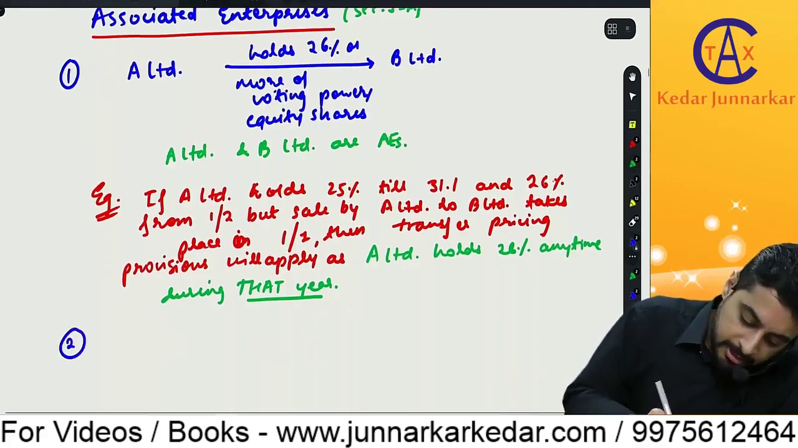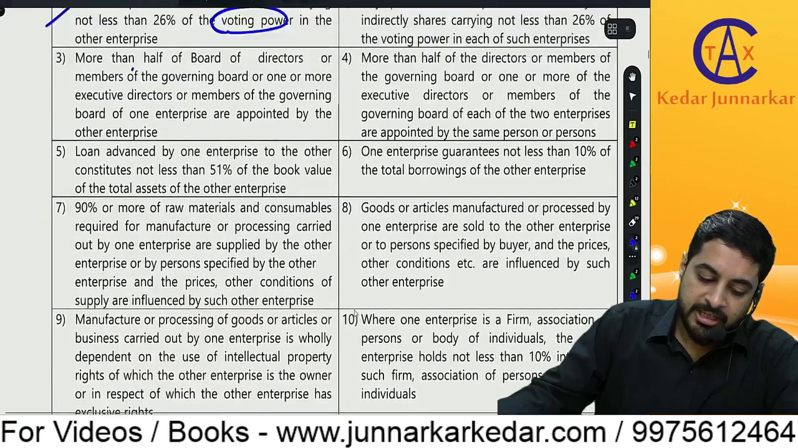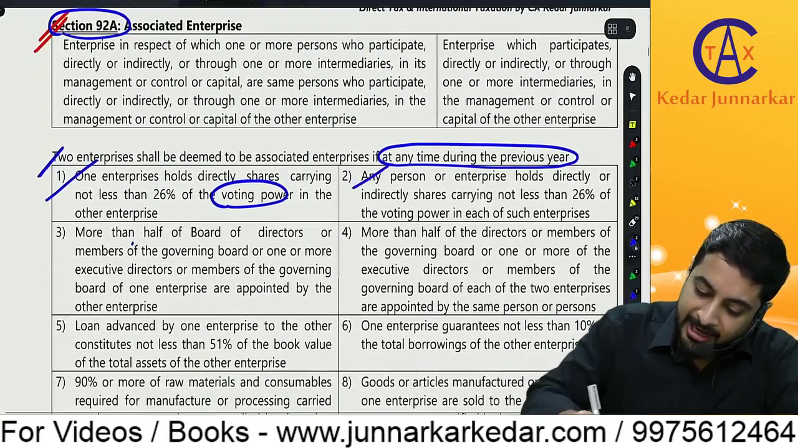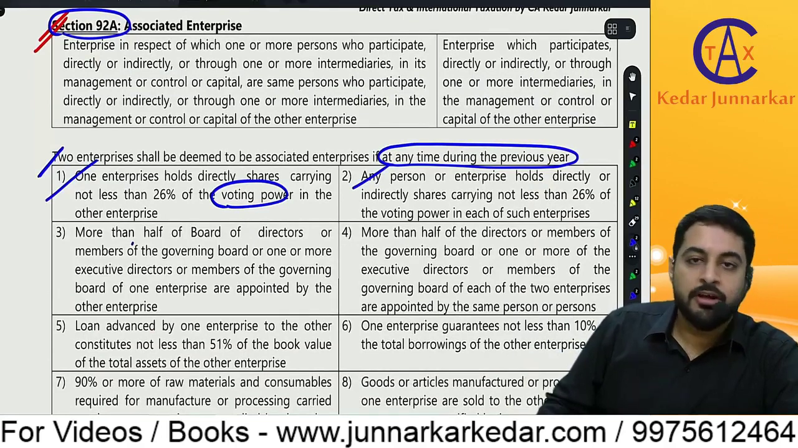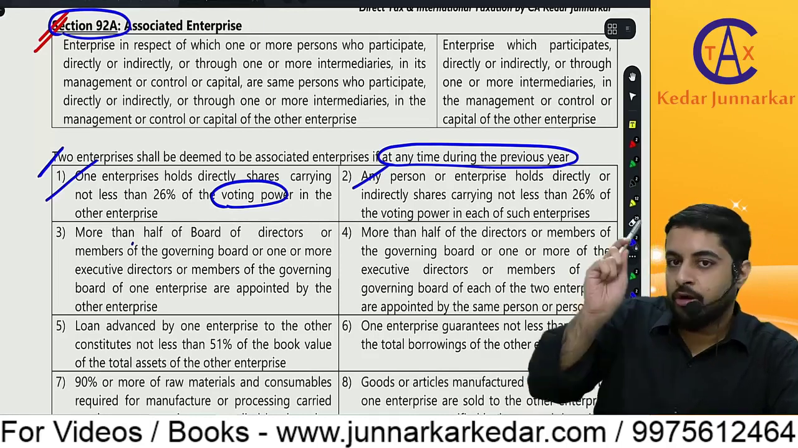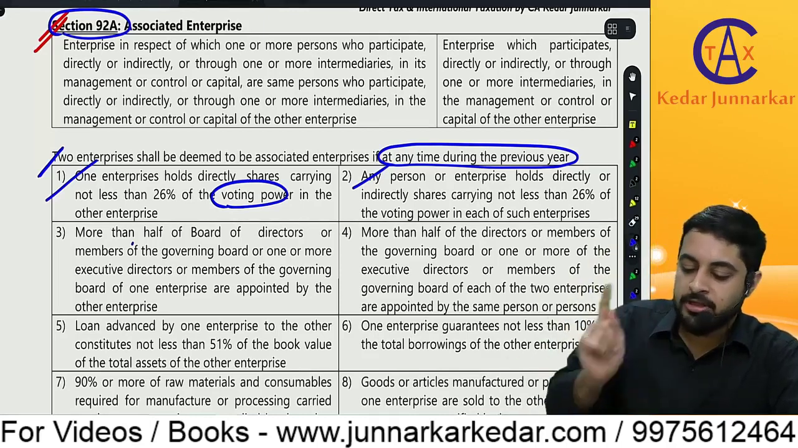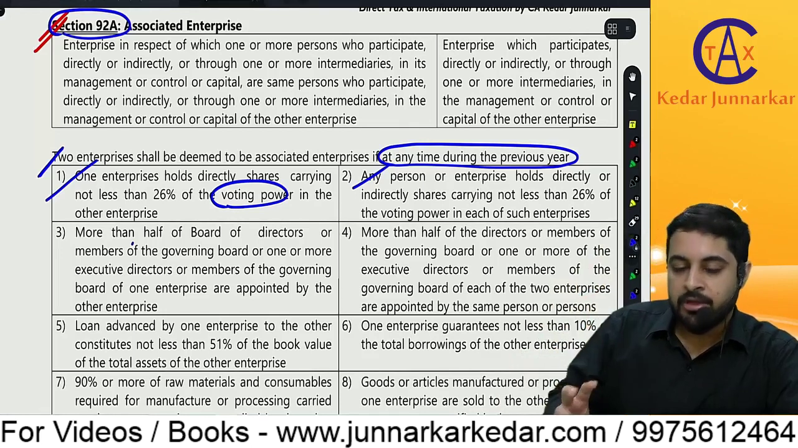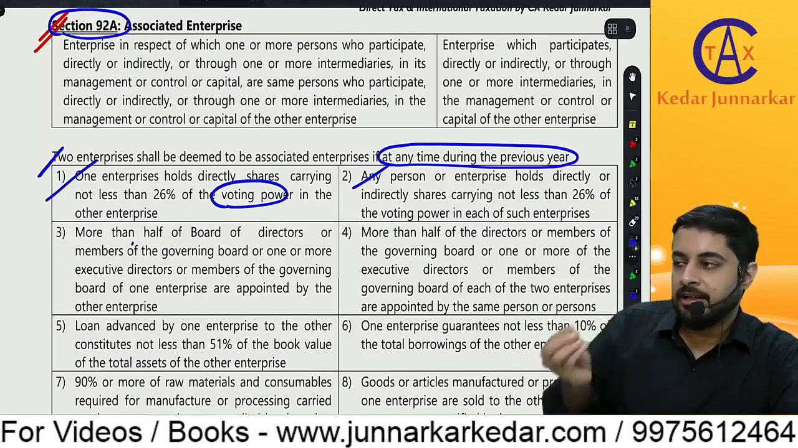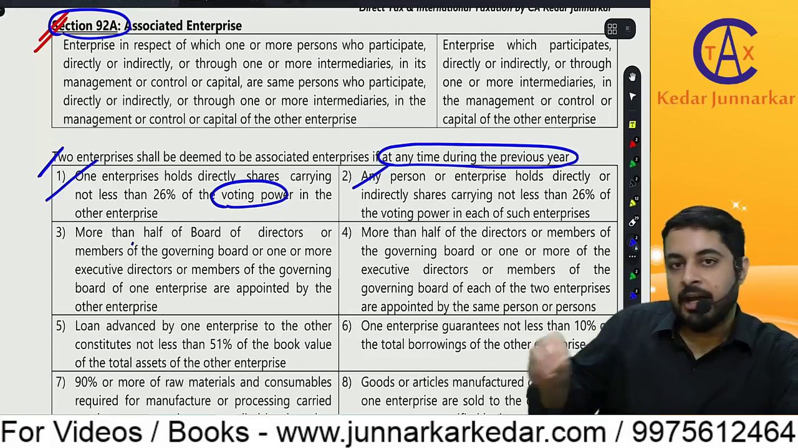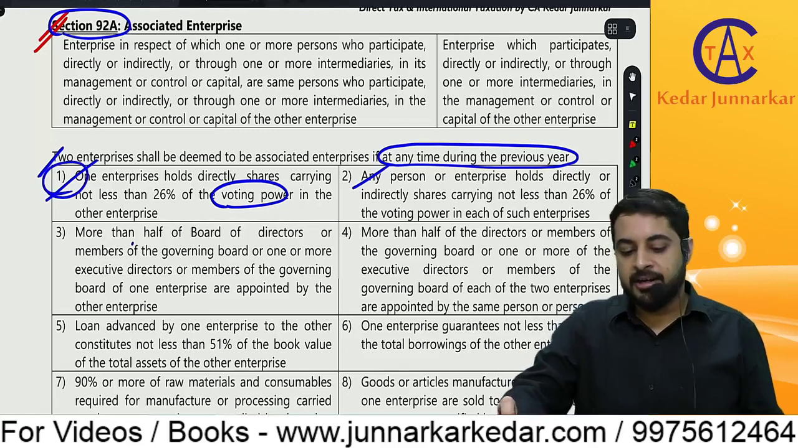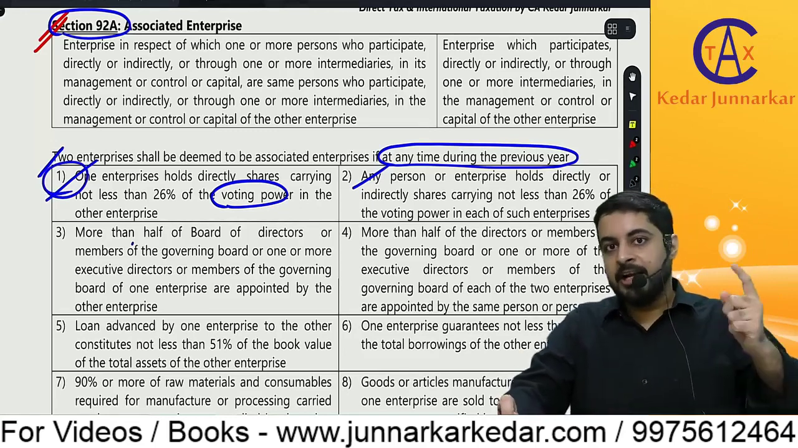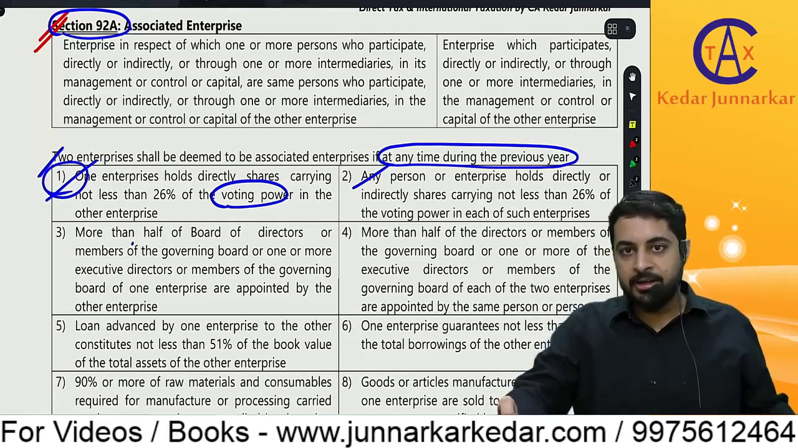Done. Okay. Second, so we have to do 13 categories today. Second, any person or enterprise holds directly or indirectly shares carrying not less than 26% of voting power in each of such enterprises. Means there is one common person who is holding 26% or more in two companies. So let's say C Limited is holding 26% or more in A Limited and B Limited. So as per point number 1, C Limited and A Limited are related, or are AEs, because C Limited is holding 26% or more in A Limited.